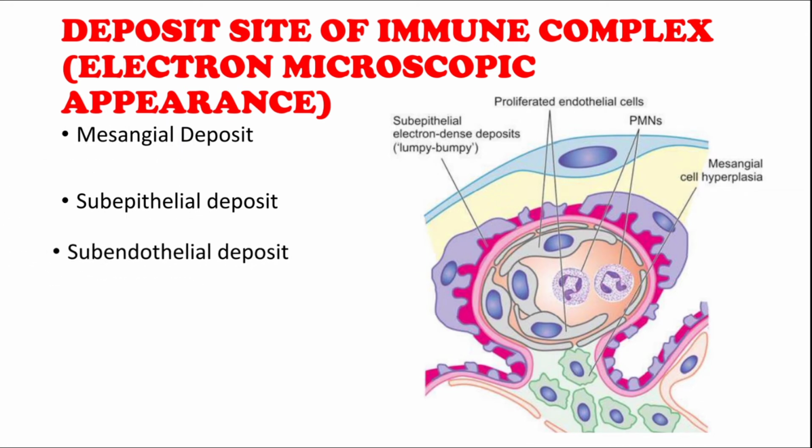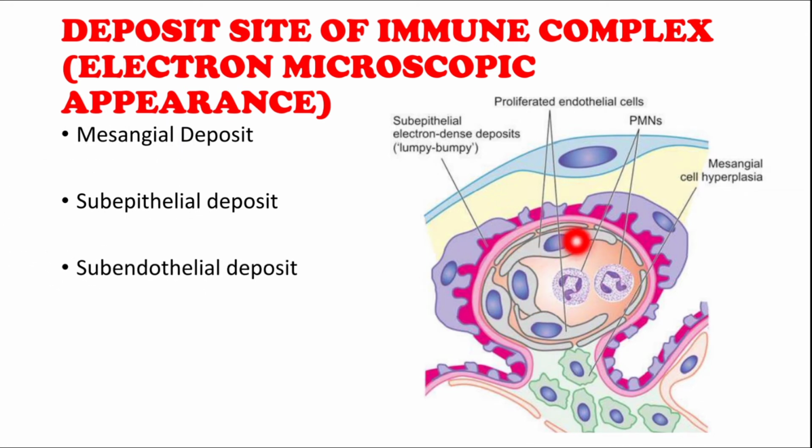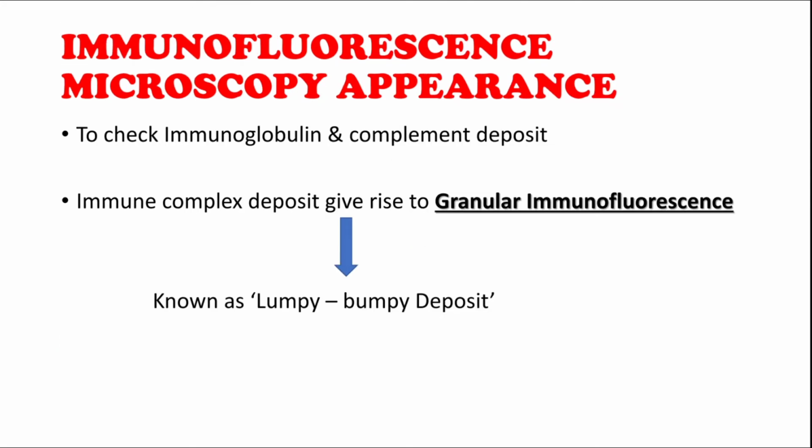Third deposit is subendothelial, meaning below the glomerular capillary endothelium there could be deposition, which is known as subendothelial deposition. And the fourth one is if deposit occurs in this area, this is the glomerular basement membrane. So glomerular basement membrane deposit can also occur. So there are four sites of deposition of immune complex: mesangial, subepithelial, subendothelial, or glomerular basement membrane. All right.